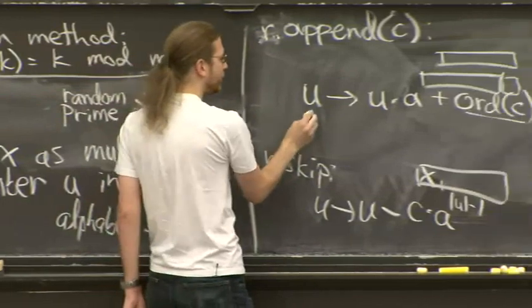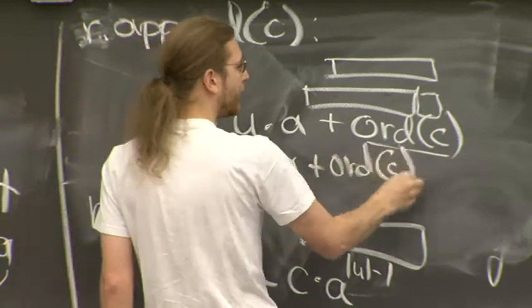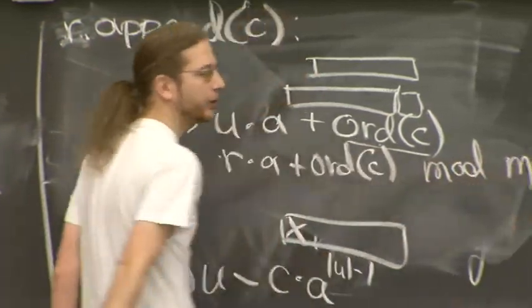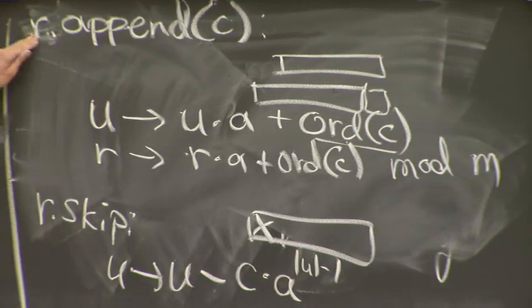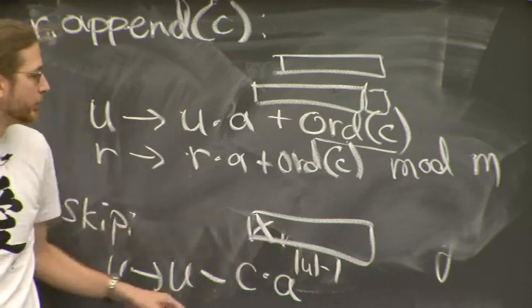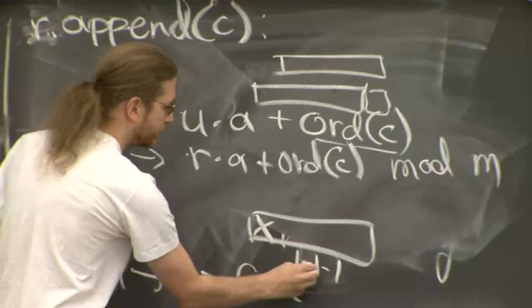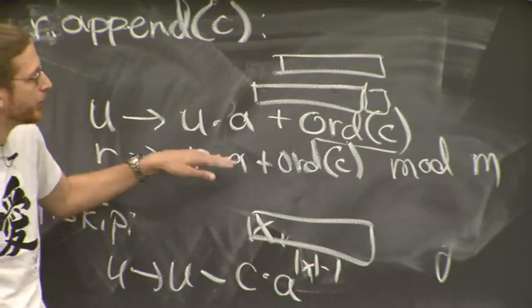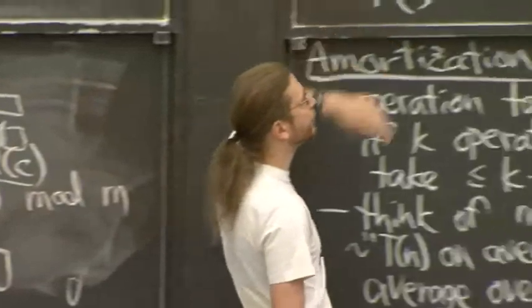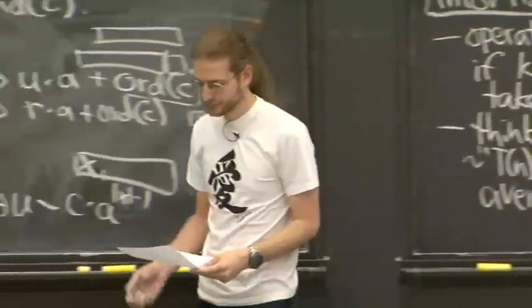So if I have some hash value here, r, I take r times a plus ord of c, and I just do that computation modulo m, and I'll get the new hash value. Do the same thing down here, I'll get the new hash value. So what r stores is the current hash value, and it stores a to the power length of u, or length of x, whatever you want to call it. And then it can do these in constant number of operations, just compute everything modulo m, one multiplication, one addition. You can do append and skip, and then you have the hash value instantly. It's just stored, and then you can make all this work. That's it.